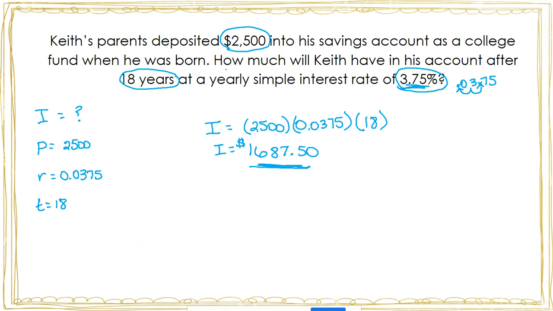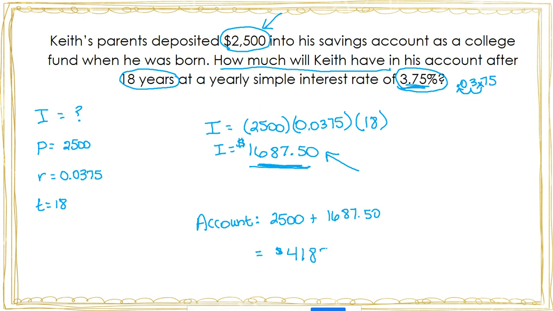But the question asks, how much will Keith have? I know that Keith started with $2,500 and he earned $1,687.50 by keeping the money in the account. So to find out how much is in his account, I'm actually going to add those two together. So I'm going to add $2,500 plus $1,687.50, and that tells me that Keith had a total of $4,187.50 in his account at the end of 18 years.